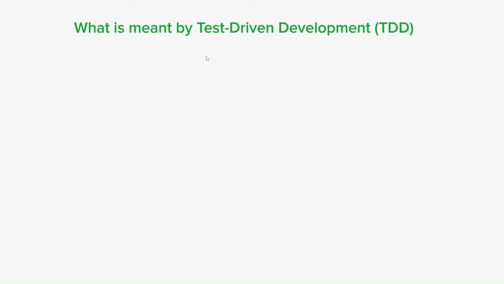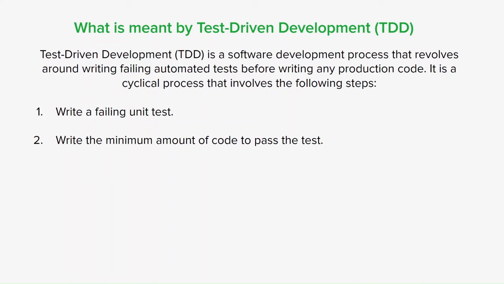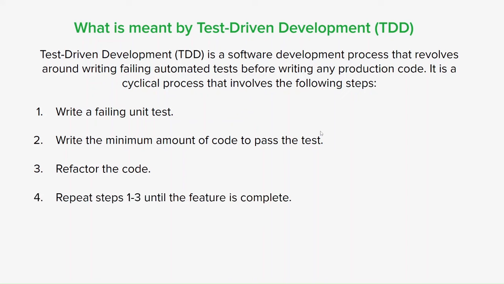So what is actually meant by TDD, or test-driven development? Test-driven development is essentially a software development process that revolves around writing failing automated tests before writing any production code. It's a very cyclical process, and it involves writing a failing unit test. So this test should describe the desired functionality of the code to be written. Writing the minimum amount of code to pass the test. This code should be as simple and straightforward as possible. Refactoring the code. This involves improving the code without changing its functionality. And then keep on repeating steps 1 to 3 until this feature is complete.